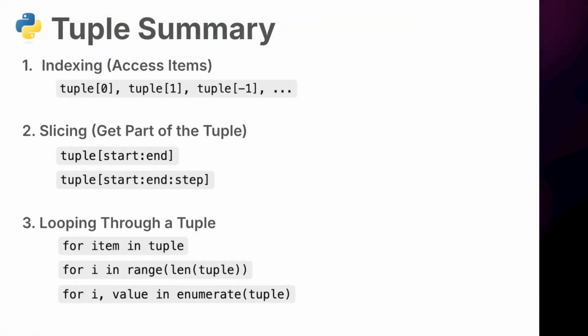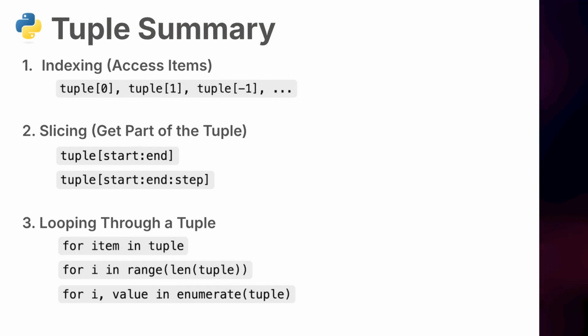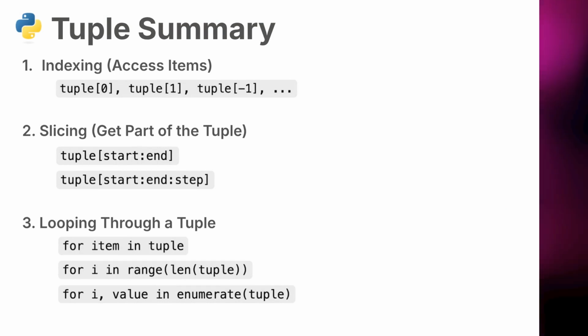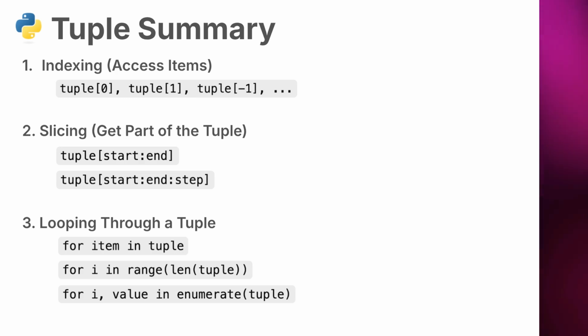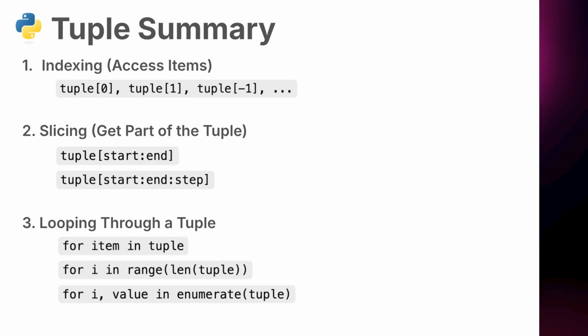This is the summary of the tuple. We covered these things. 1. Indexing. You can access items using their position in the tuple. Indexing starts from 0, and you can also use negative indexing, -1 for the last item.